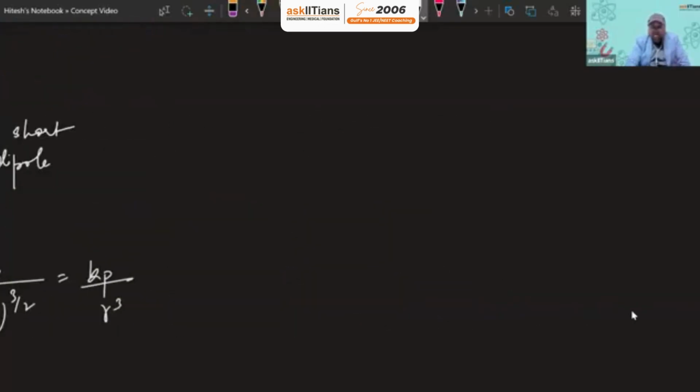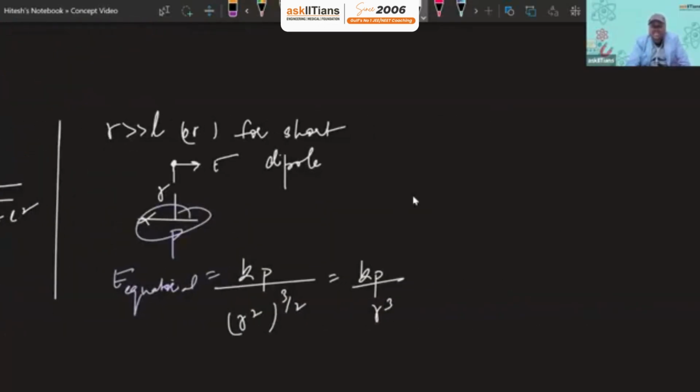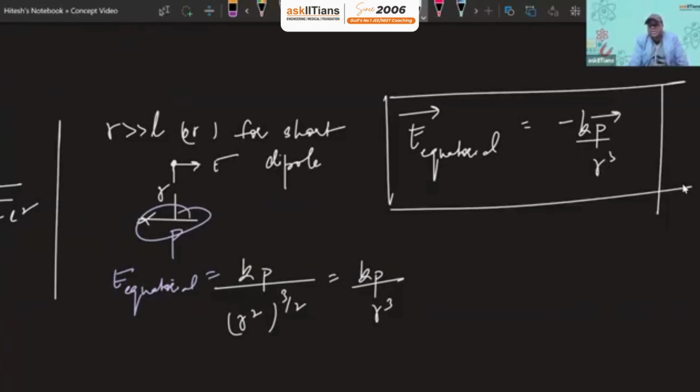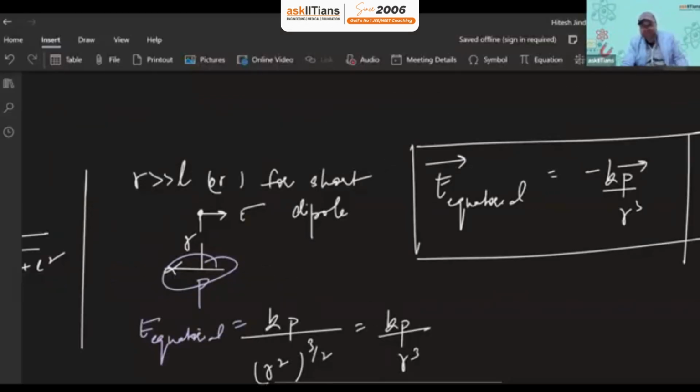And if I want to write it in vector form, I'll write vector E equatorial is equal to minus K vector P by R cube. Very important, because the direction of the electric field at an equatorial point is opposite to the direction of the electric dipole moment. Got it?